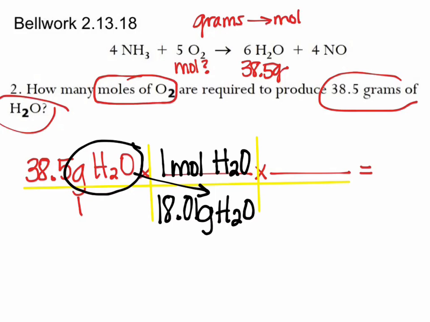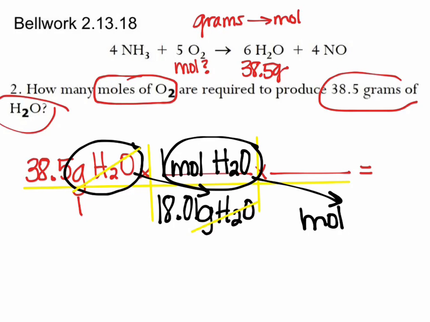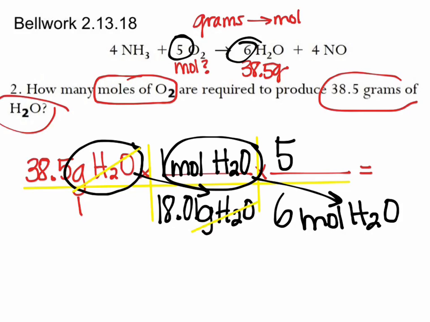Now, my grams of H2O have crossed each other out. Now I take my moles of H2O, and I need to get rid of it, so I'm bringing it down to the bottom. So moles of H2O. So I need 6, the number 6, which I find up here in the equation, and I care about oxygen. So 5 moles of oxygen. And that leaves me in moles of oxygen.